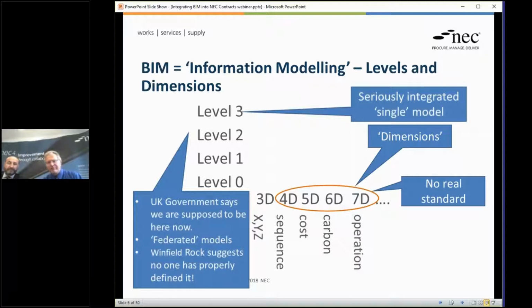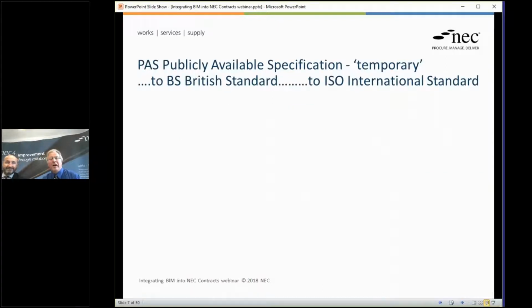So this idea of dimensions, in terms of the numbering of these dimensions, there's no real standard. Some people call the cost and sequence in different ways, it doesn't really matter, I don't think. But again, in time, they will probably get better standardized, I'm thinking. Yeah, and it comes back to the idea of terminology. We're still developing what we mean by the levels, indeed, by these dimensions, etc. So we are on a journey. We're certainly on a journey with BIM.